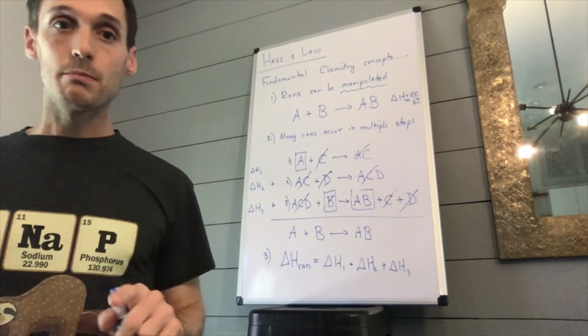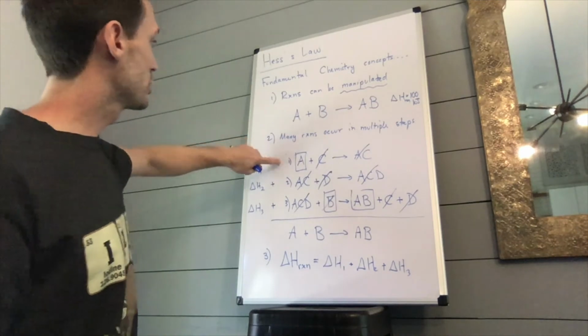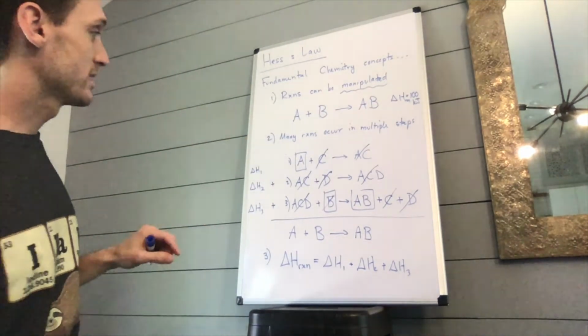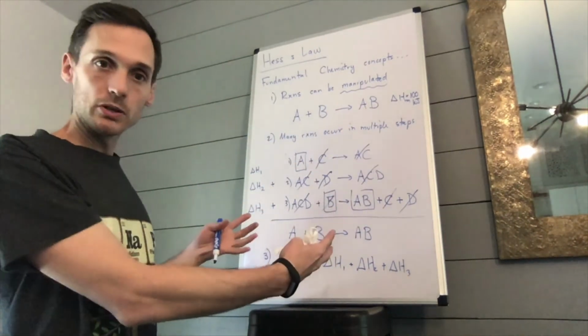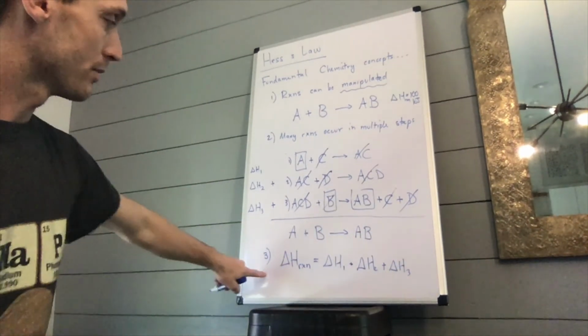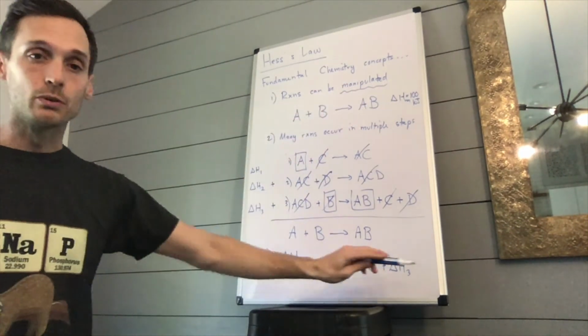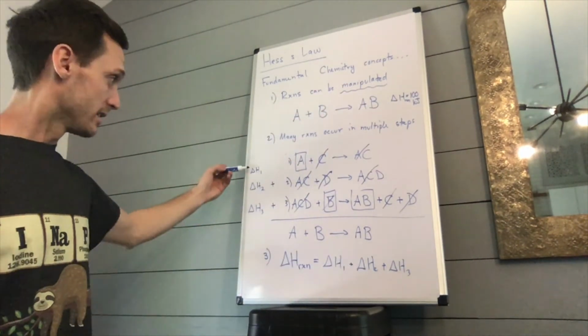1, reactions can be manipulated. We're going to have to do that a lot in Hess's law. Number 2, reactions occur in multiple steps. You can add up those multiple steps to get your overall reaction. And number 3, the delta H for the overall reaction is just equal to the sum of the delta H's for the steps.